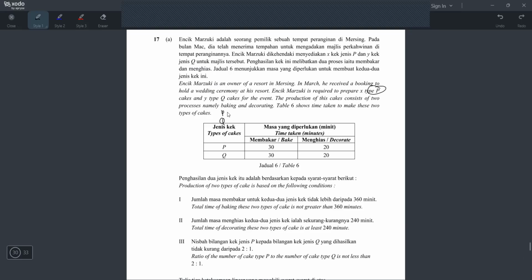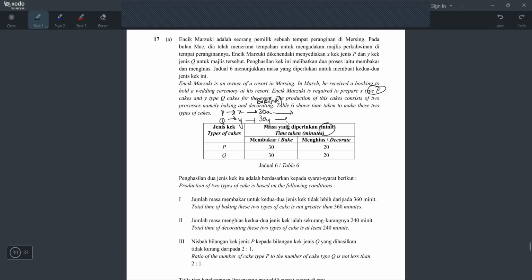So we have type P cake and type Q cake. For type P, I need to prepare x because a lot of people are coming to the wedding. So I need to prepare x cakes P and y cakes Q. So the x and y represent the number of cakes. The production of these cakes consists of two processes, namely baking and decorating. Table 6 shows the time taken to make the two types of cake. For baking cake P, you need 30 minutes. So I'll write 30x, because to bake one cake P you need 30 minutes, but there are x cakes, so 30x, and then 30y here. This one is baking, in minutes.